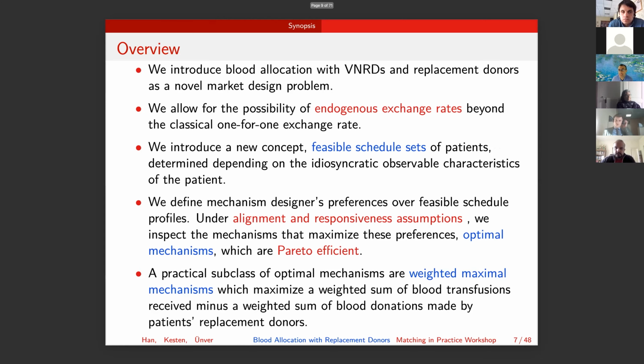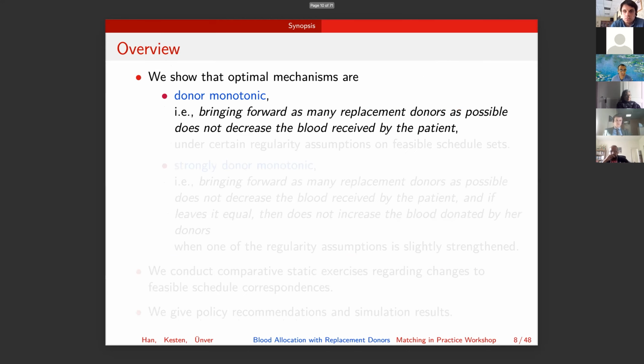How do you prefer to handle the questions? On the go or at the end? Maybe I can give... So let me finish this part, and then maybe I can take questions.